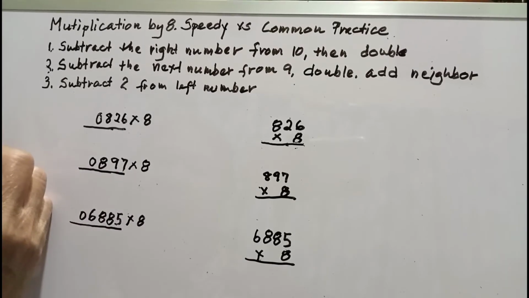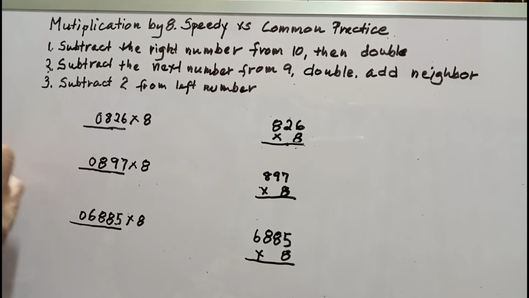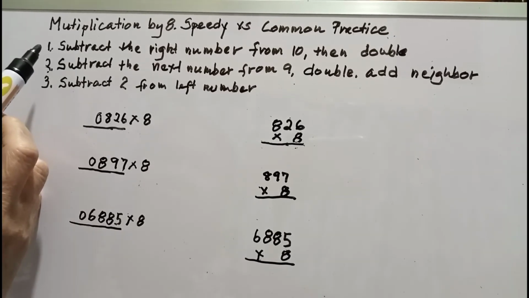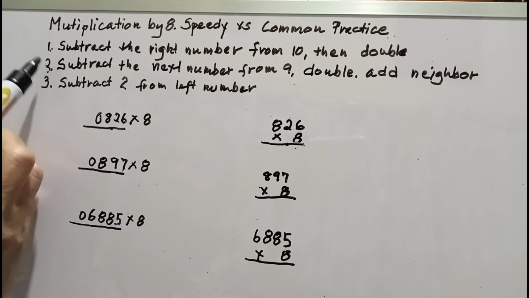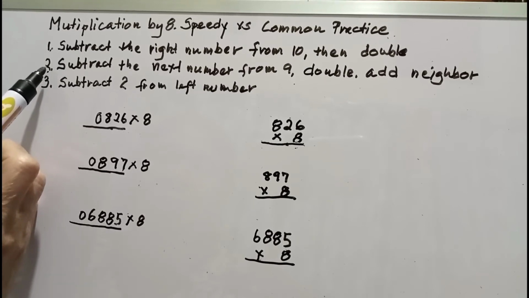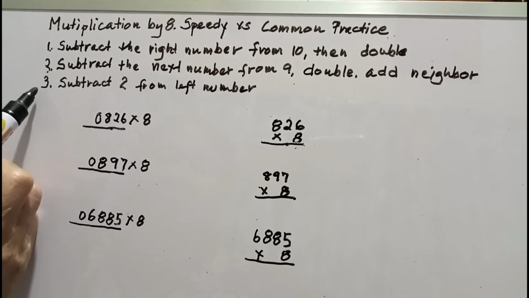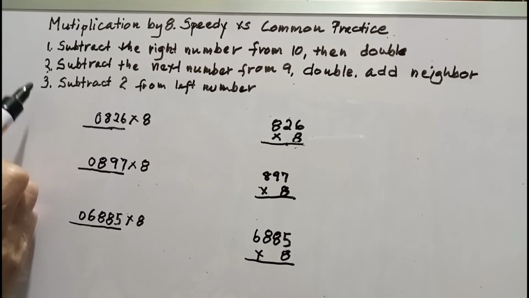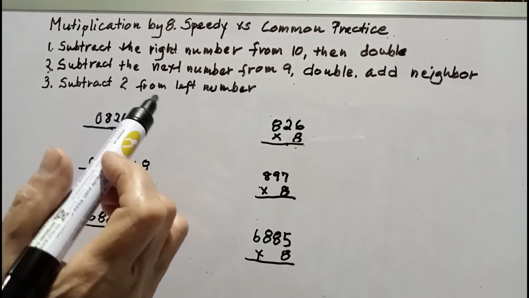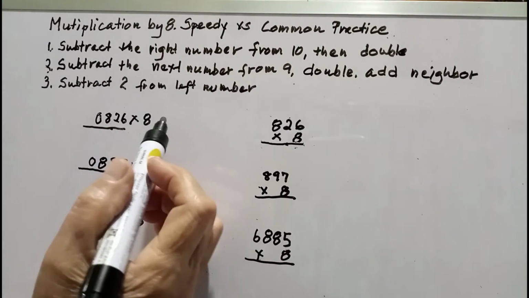So we have 3 rules. First is subtract the right number from 10, then double. The second one is subtract the next number from 9, double, and add neighbor. The third one is subtract 2 from left number. So let us have this example.